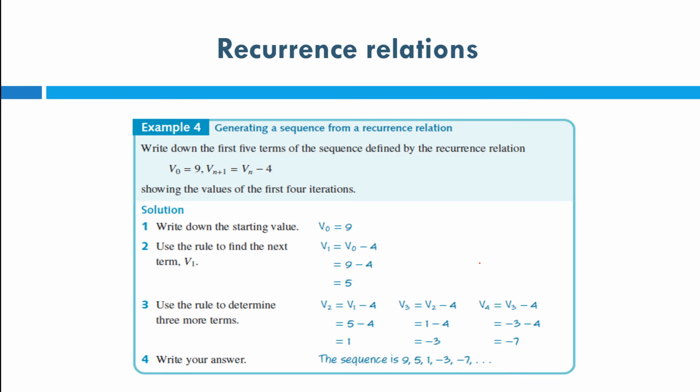Generating a sequence from a recurrence. Let's have a look at this example here. Now they're saying that our initial value is V of 0 equals 9, and this is our rule: V of n plus 1 equals V of n minus 4. So we're taking the first term and subtracting 4 each time. The initial starting value is V of 0 equals 9. So we write that, which is right there.